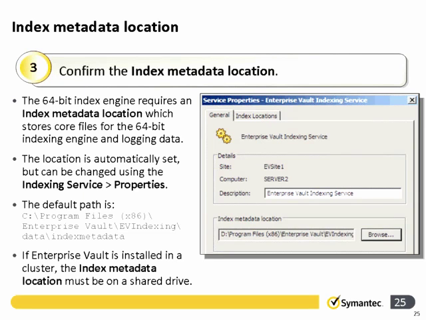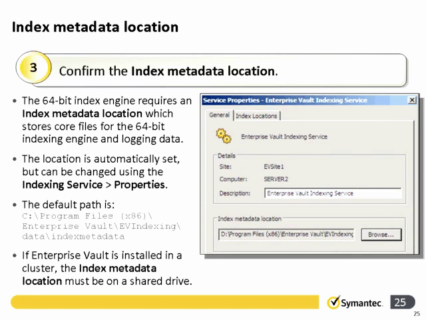The index metadata location with 64-bit indexing, it now requires a location which is going to store some of the core files for the indexing engine and logging data. This location is automatically set, but you can in fact configure it if you need to have it at a different location by opening up the indexing service properties again and specifying on the general tab where you wish to have the index metadata location be.